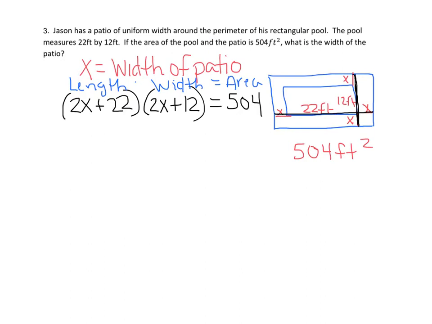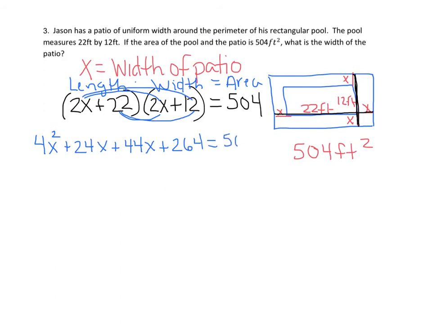So this problem is going to give us a little extra work. We're going to first have to FOIL and multiply our two binomials. So remembering back to FOIL, it's first. So 2x times 2x gives us 4x squared. Outside, 2x times 12 gives us 24x. Inside, 22 times 2x gives us 44x. And last, 22 times 12 gives us 264. And that equals 504. We combine like terms, and we have 4x squared plus 68x plus 264 equals 504.